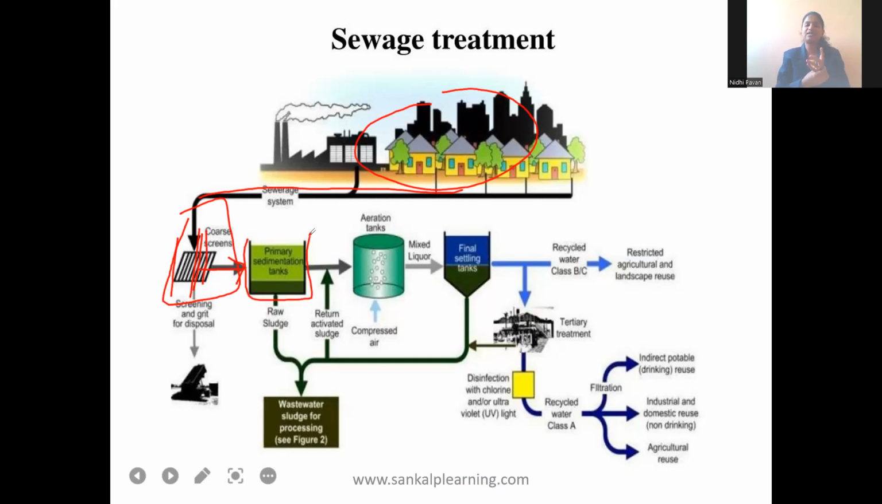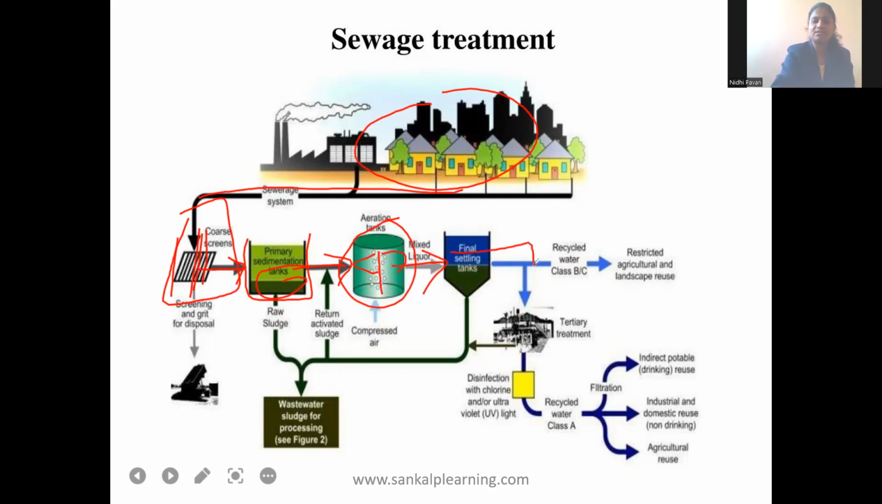In the primary sedimentation tank, what happens? The heavy impurities like human waste, mud or sand particles will settle down, and then the water is passed to the aeration tank. In the aeration tank, the paddles will be there, a turbine which will be always rotating. In the aeration tank, compressed air will be passed, and it will come into the action of aerobic bacteria, and that water is again sent to the final settling tank, where we will get the water.